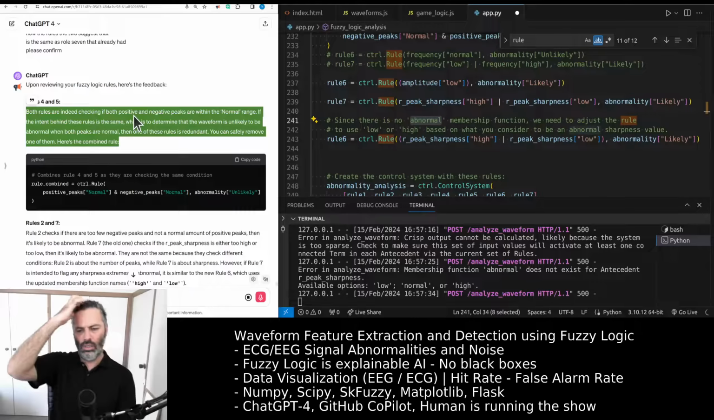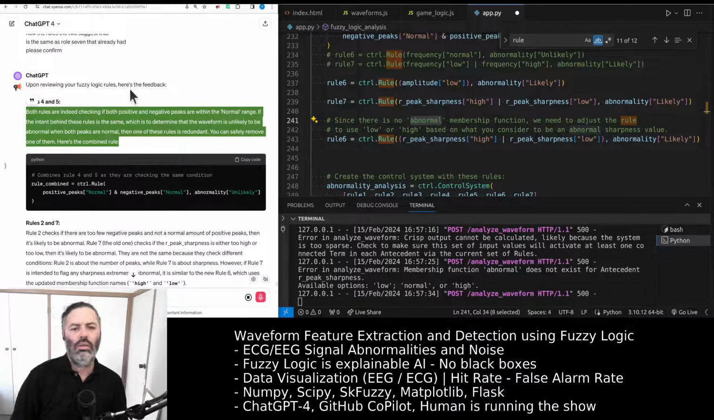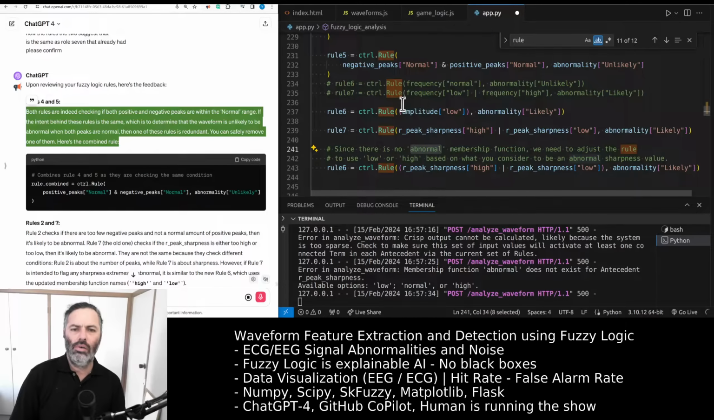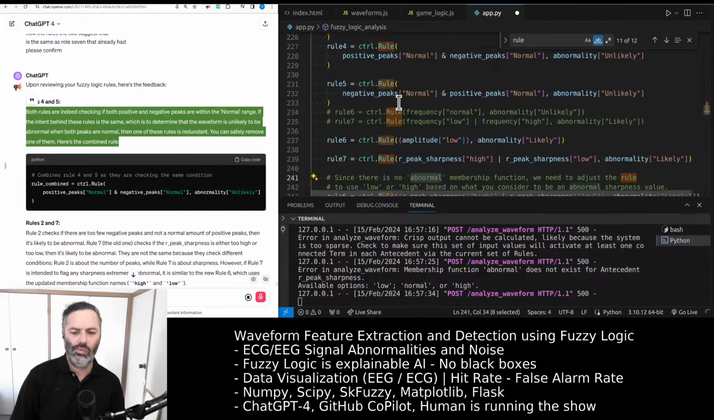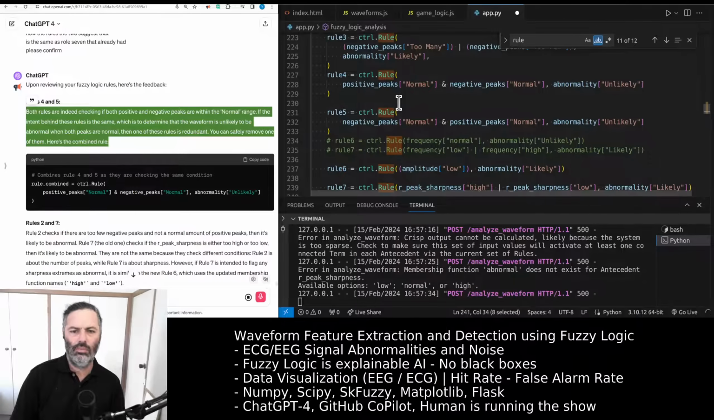Both rules are indeed checking if both positive and negative peaks are within the normal range. If the intent behind these rules is the same, which is to determine that the waveform is unlikely to be abnormal when both peaks are normal, then one of these rules is redundant. You can safely remove one of them. Here's the combined rule.